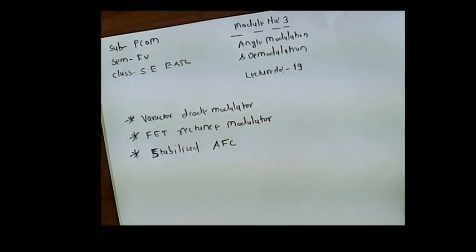In the previous lecture, we discussed the deviation ratio, then the bandwidth requirement for angle modulation, and narrowband and wideband FM. Today we will learn how to generate frequency modulation by using various modulators. First we see the varactor diode modulator, then the FET reactance modulator and the stabilizer AFC. AFC stands for automatic frequency control system. So let us see one by one.